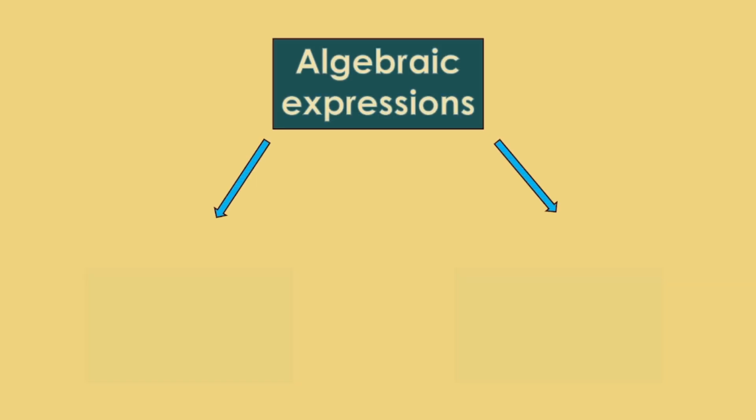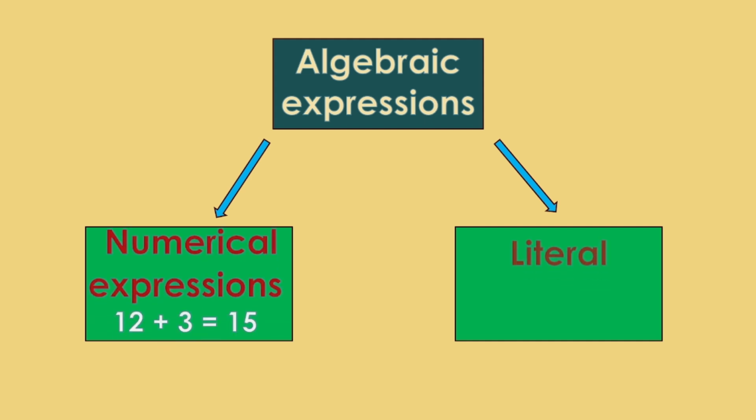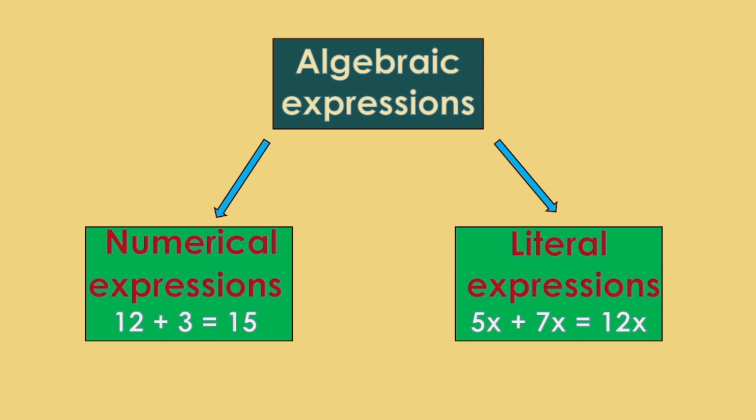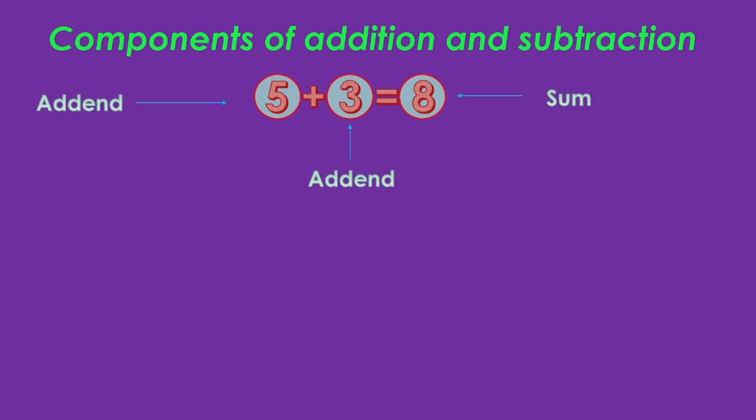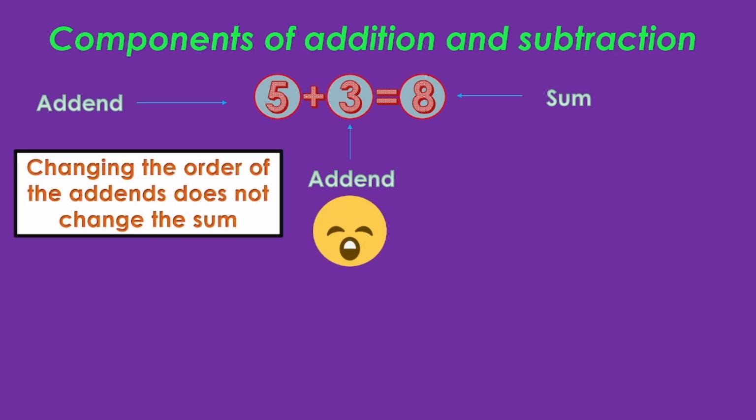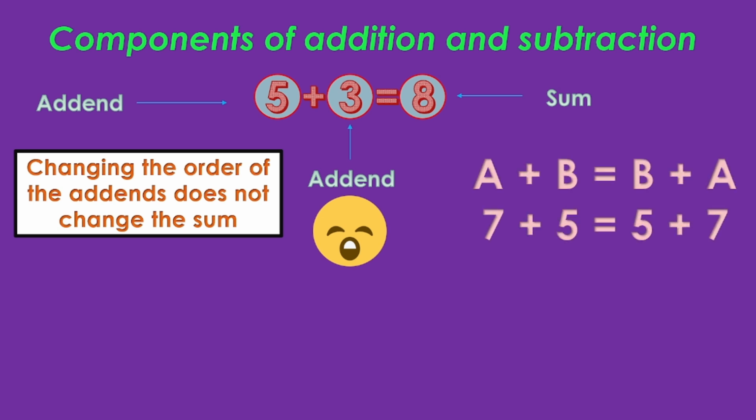I would like to tell you that algebraic expressions are divided into numerical expressions and literal expressions. For example, 12 plus 3 equals 15, 5x plus 7x equals 12x. So a literal expression is an expression with letters next to the numbers. And let's remind ourselves the components of addition and subtraction. Digit 5 is addend, digit 3 is addend, and digit 8 is sum. And this emoji is yelling because he wants to tell us the main rule of addition. Changing the order of the addends does not change the sum. That means that a plus b equals b plus a. 7 plus 5 equals 5 plus 7.